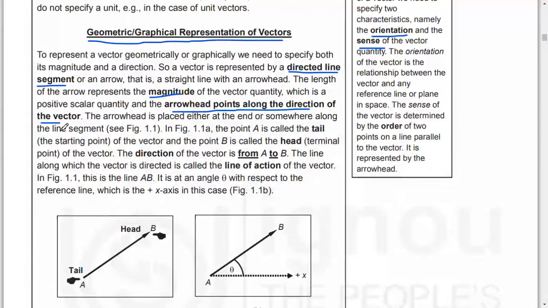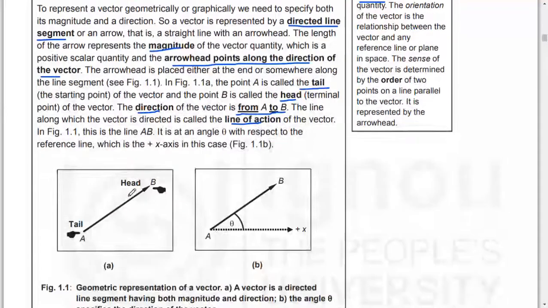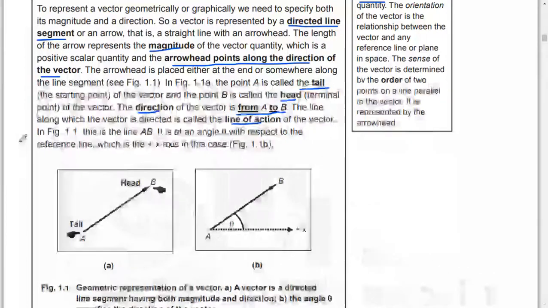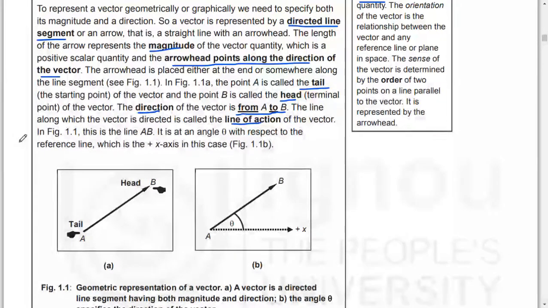See figure. In figure A, the point A is called the tail, the starting point of the vector, and the point B is called the head, the terminal point of the vector. The direction of the vector is from A to B. The line along which the vector is directed is called the line of action of the vector. In the figure, this is the line AB. It is at an angle theta with respect to the reference line, which is the plus x-axis in this case.